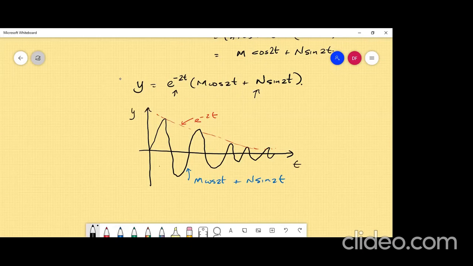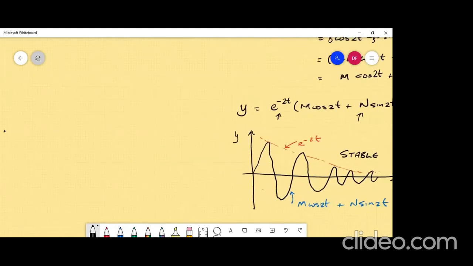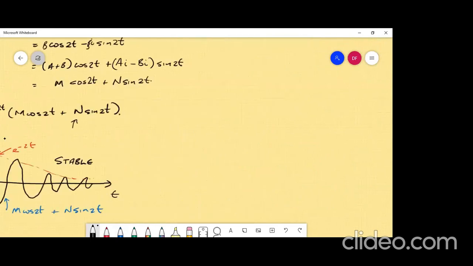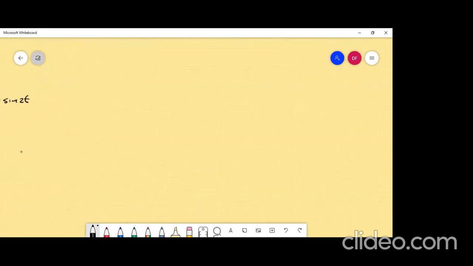Question: is this stable or unstable? Sir, it's stable because it is decaying to zero. So it is stable. All right, the final thing to establish my argument is this now. Like I said, this is not notes, this is just using something so that we can.